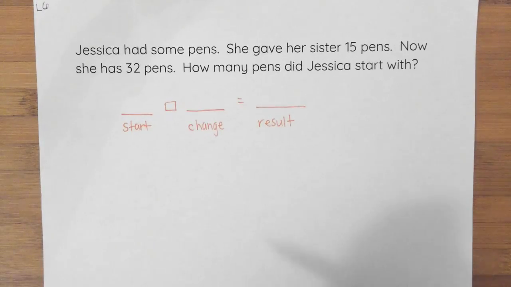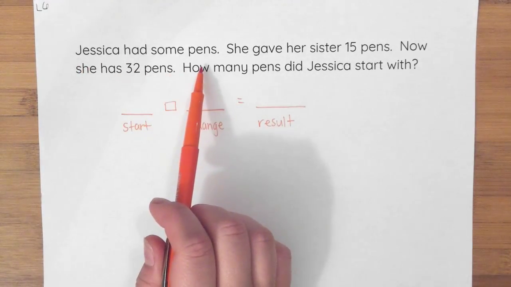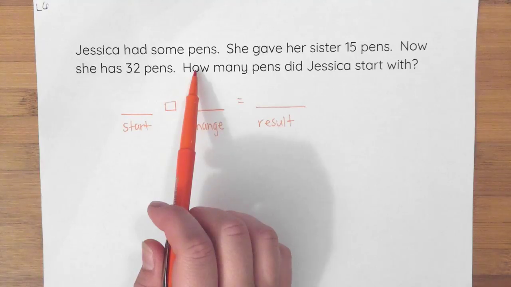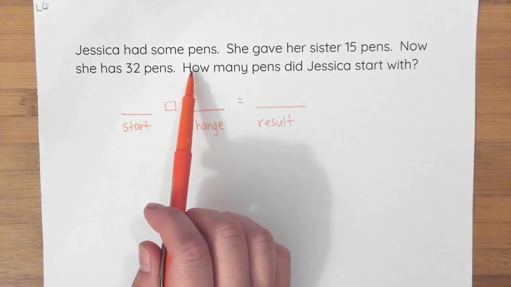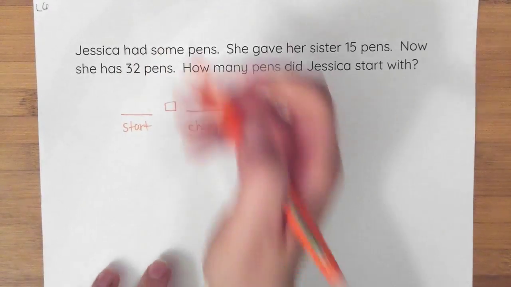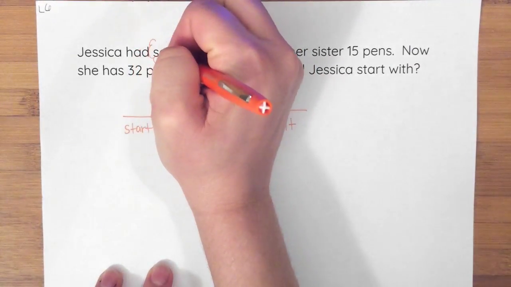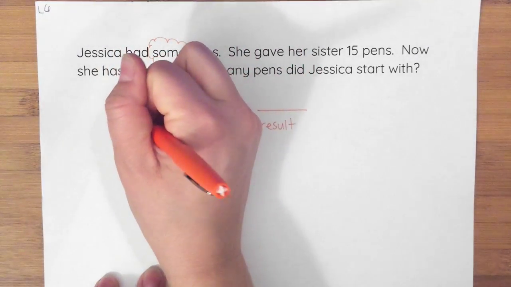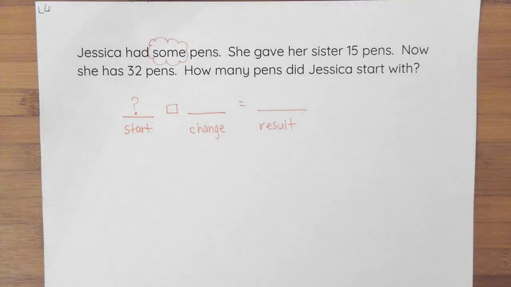So if I look and it says Jessica had some pins, what do you know? If you say, well, Miss Smith, I know that I don't know how many pins I have except for some, and that's not a number, so that is my unknown, I would agree with you. So I know she has some. So that means it's my question mark.